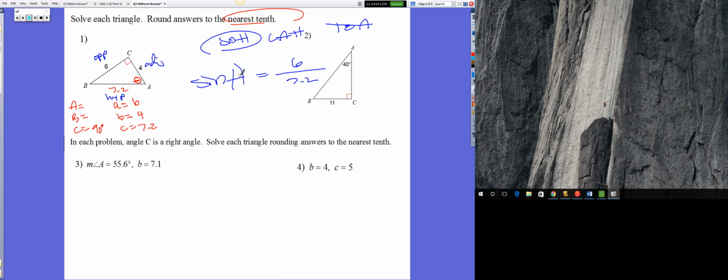And okay, you want to solve for A, but A is tied up in a trig, and the only way you can undo trig is to do the inverse. So to ditch sine, we gotta do inverse sine. So you do sine inverse on this side, you do sine inverse on this side, and if you type in sine inverse of 6 over 7.2, that will give you the angle A. So angle A is 56.4 degrees.